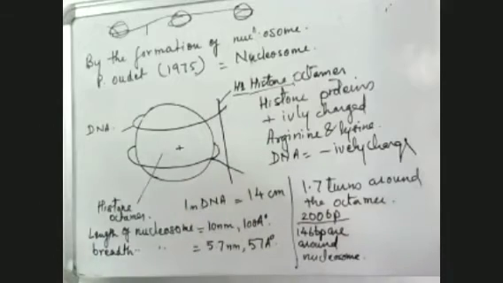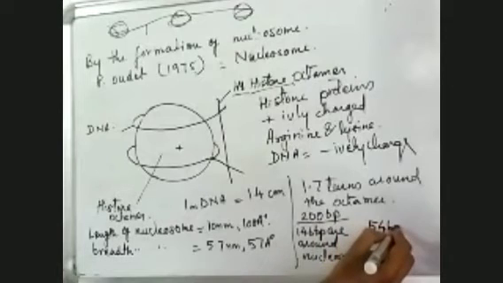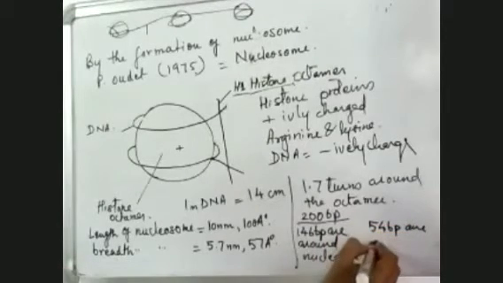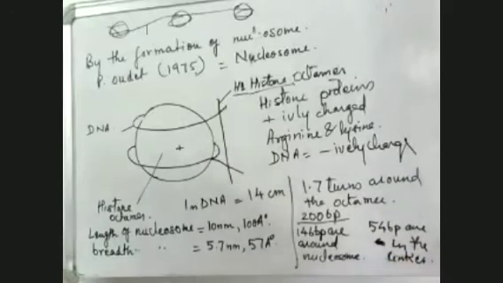Around the nucleosome, and the remaining 54 base pairs are in the linkers. So thus, all the 200 base pairs are covered in the nucleosome. So this is how. And now I'll tell you the names of what these histone octamers are formed of.